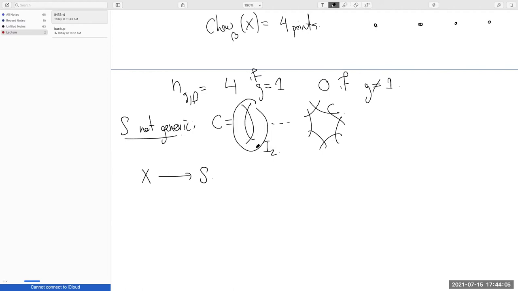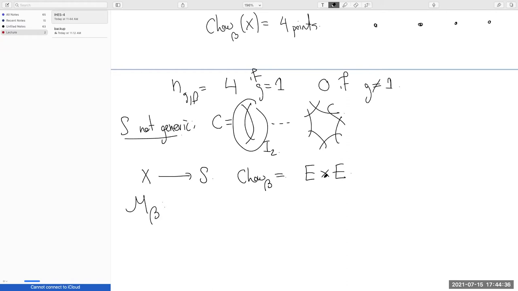And so each of the components of this copy of C inside of X can move in families, and they may or may not link up again. So the Chow variety, it turns out, ends up being a copy of E cross E. And then what is the moduli space?